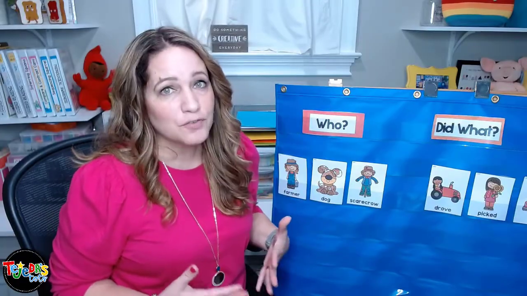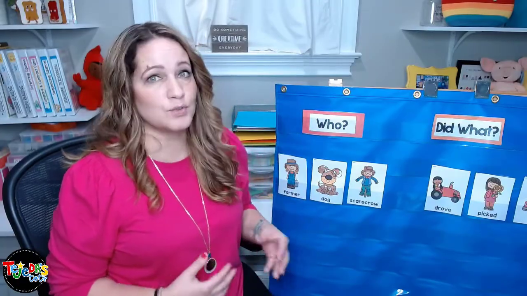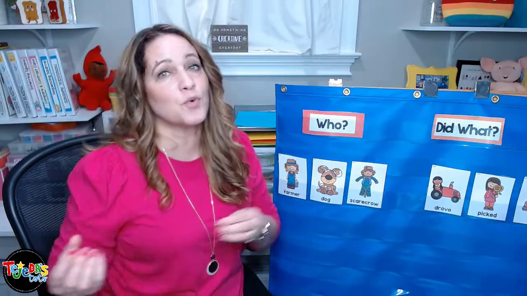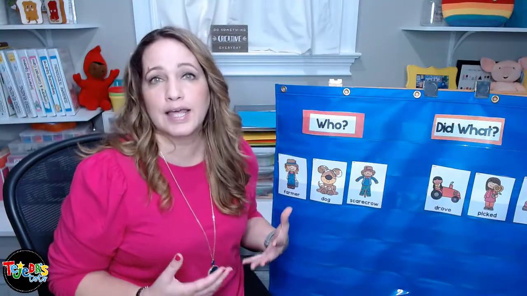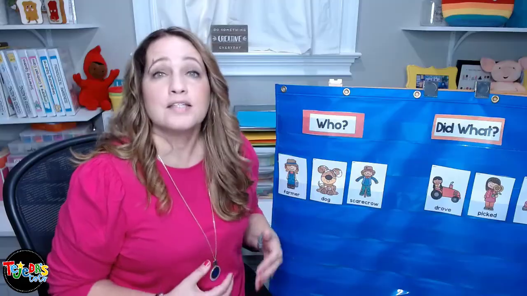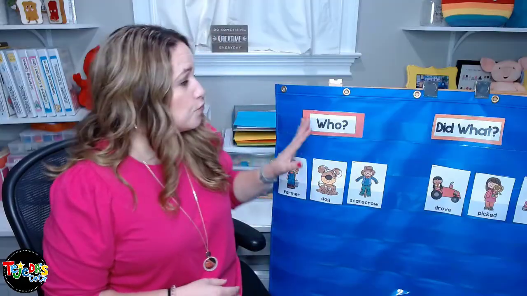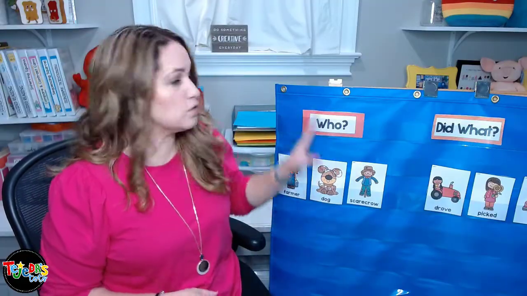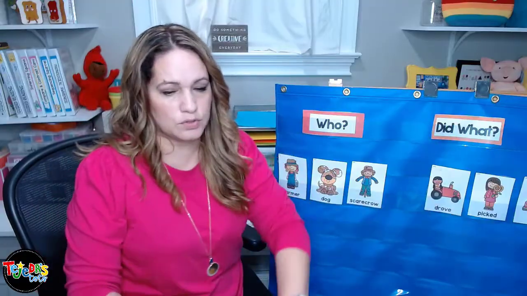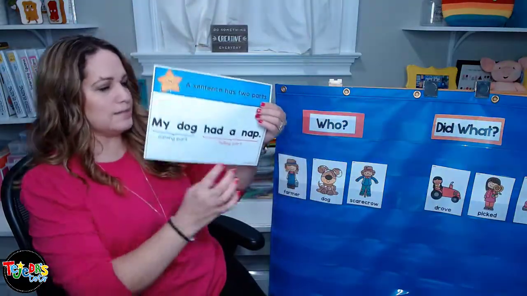And if you've followed me for a while, you know how much I love to have students talk about what they're doing before they do any kind of writing. It's that oral language that we need to help them develop to become better writers later on. So first we use these cards, and we're going to talk about the 2 parts, who and did what, the naming part and the telling part.